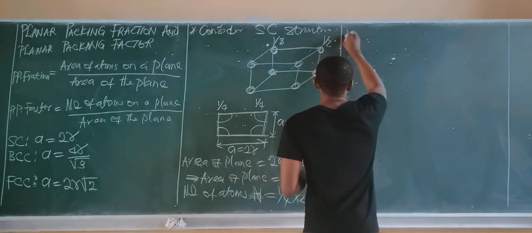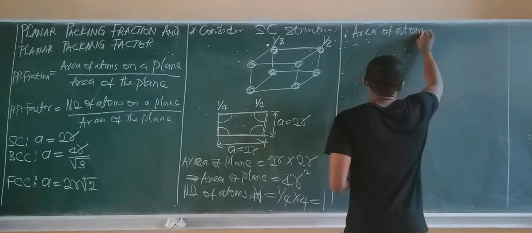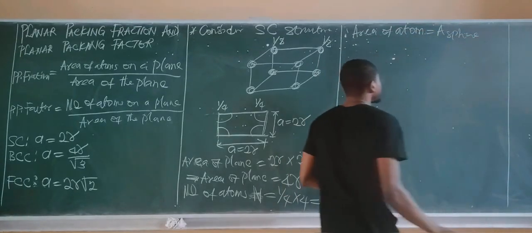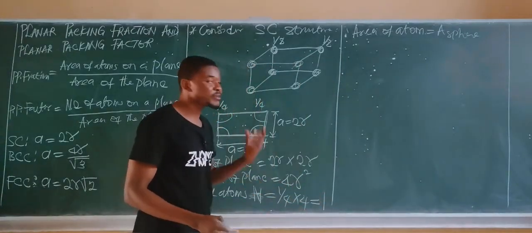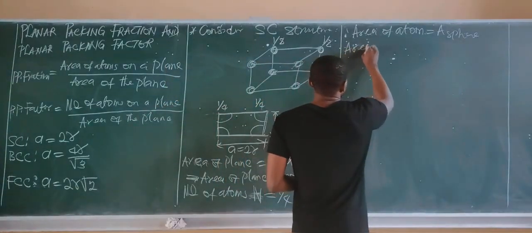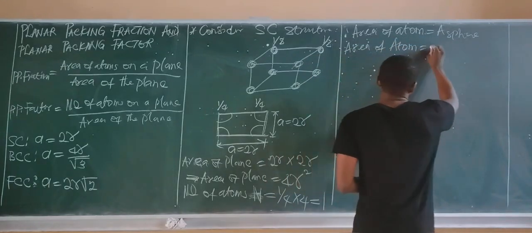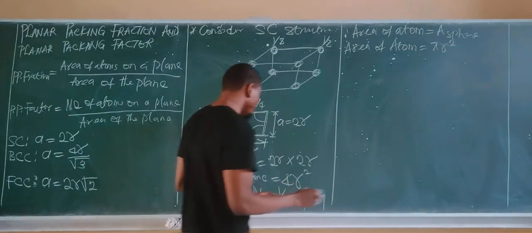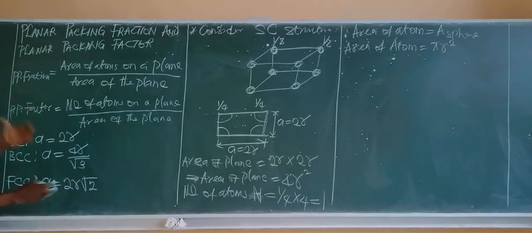Therefore, the area of an atom is the area of a sphere. Okay, so the area of the atom becomes the area of a sphere, and since we have only 1 atom, it means we have only 1 area of a sphere. Therefore, the area of the atom is now equal to the area of a sphere, which we know is pi r squared. So having known this, we can now find or compute the planar packing fraction.